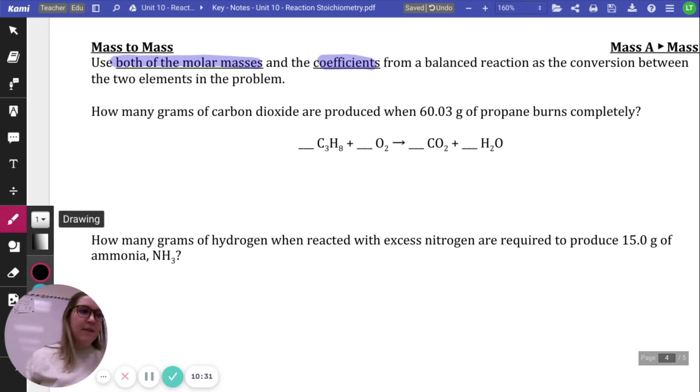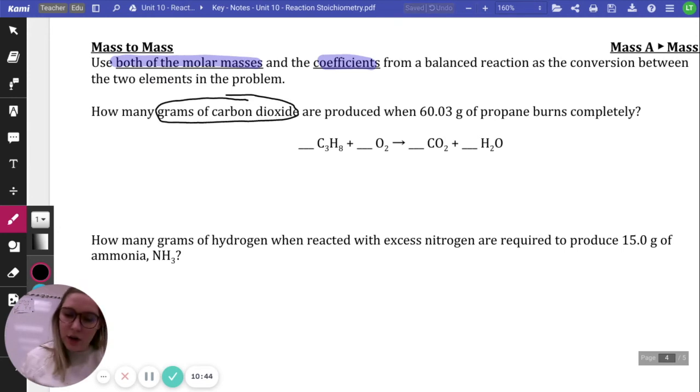All right, so it says, how many grams of carbon dioxide are produced when 60.03 grams of propane burns completely? All right, so I'm looking for grams of CO2, and I'm starting with 60.03 grams of propane. All right, step 1, balance your chemical equation. 3 carbons on the left, so I need 3 on the right. 8 hydrogens, so I need 8 hydrogens. And then 3 times 2 gives me 6, plus 4 gives me 10 oxygens on the right, so I need a 5 on the left to balance it.